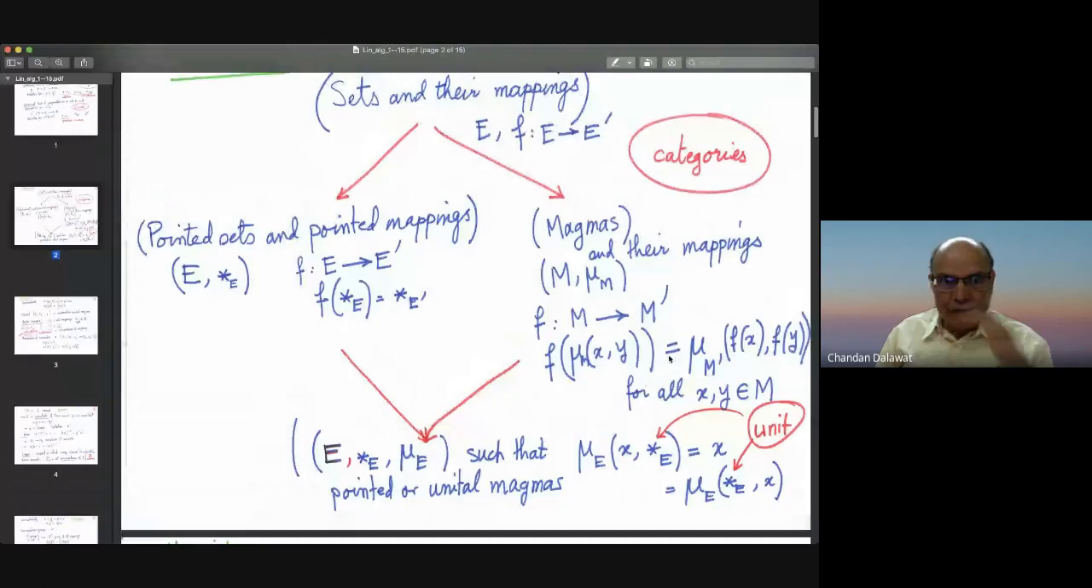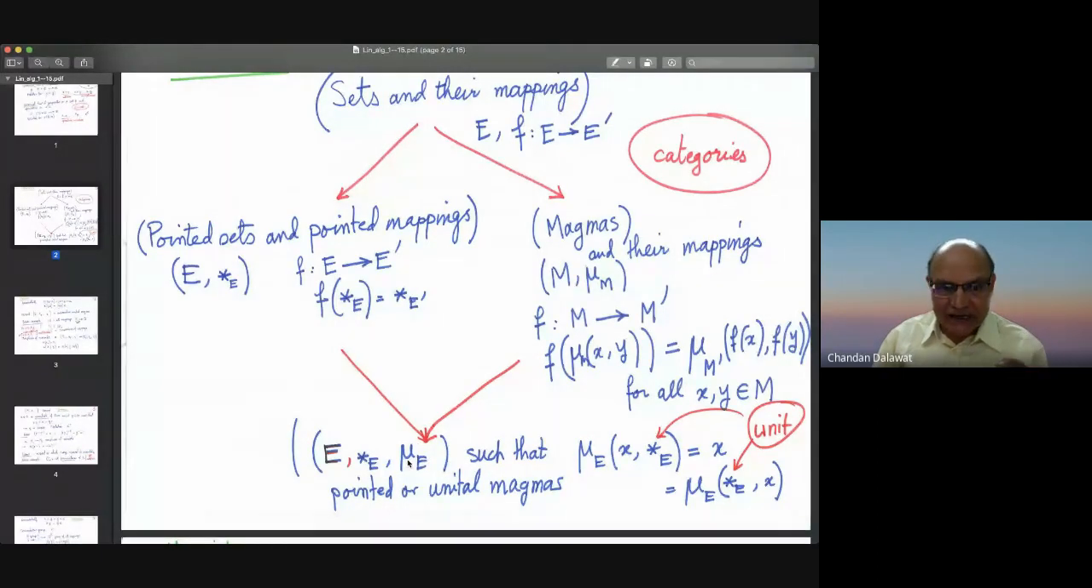Okay? So from simple sets and their mappings, we have on the one hand pointed sets and pointed mappings, and on the other hand we have magmas and their morphisms. Now you can combine these two things. You can have what I'll call a pointed magma or a unital magma. So it's a set E together with a special element star of E, together with a special law of composition mu E, but there's some relation between this star and this mu.